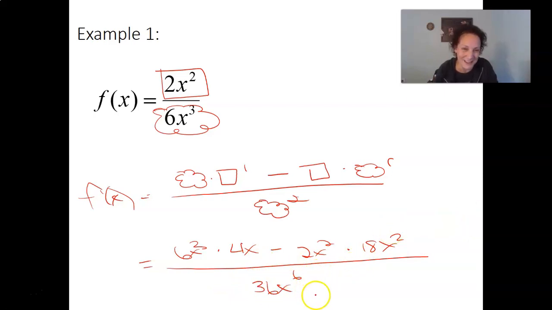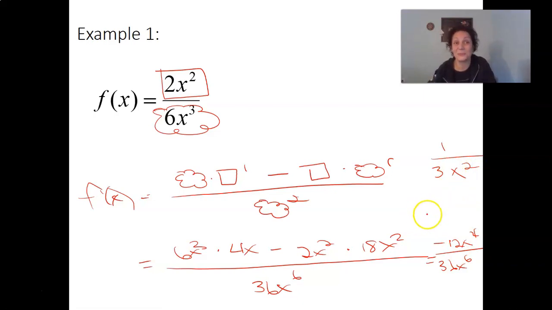And I want to point something out to you. Obviously, calculus is magic. 24x to the 4th minus 36x to the 4th is negative 12x to the 4th, right? Down here you have a 36x to the 6th. What's that reduced to? 1 over 3, and you have an x squared in the denominator, which is exactly what we got when we reduced it and did it the short way.